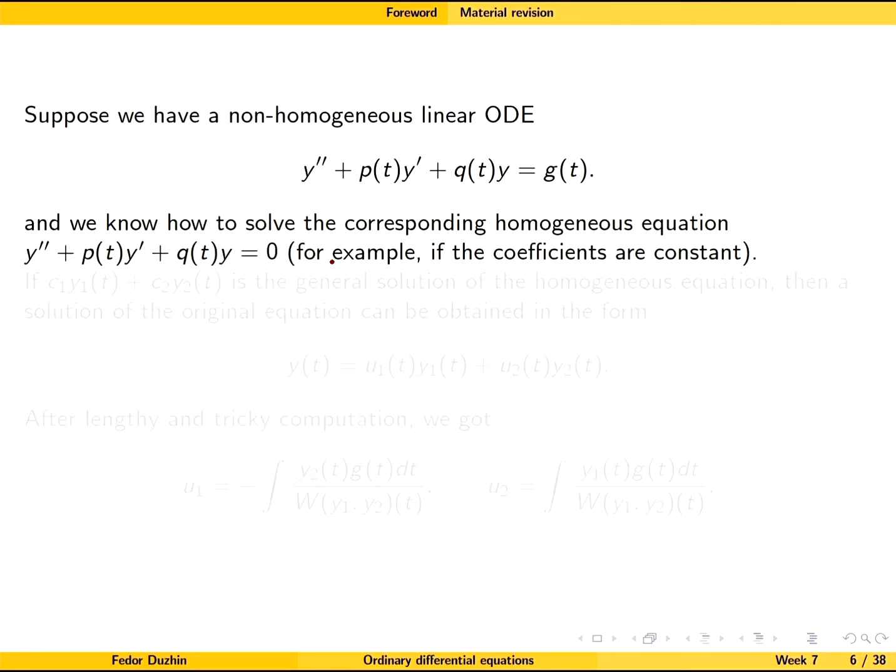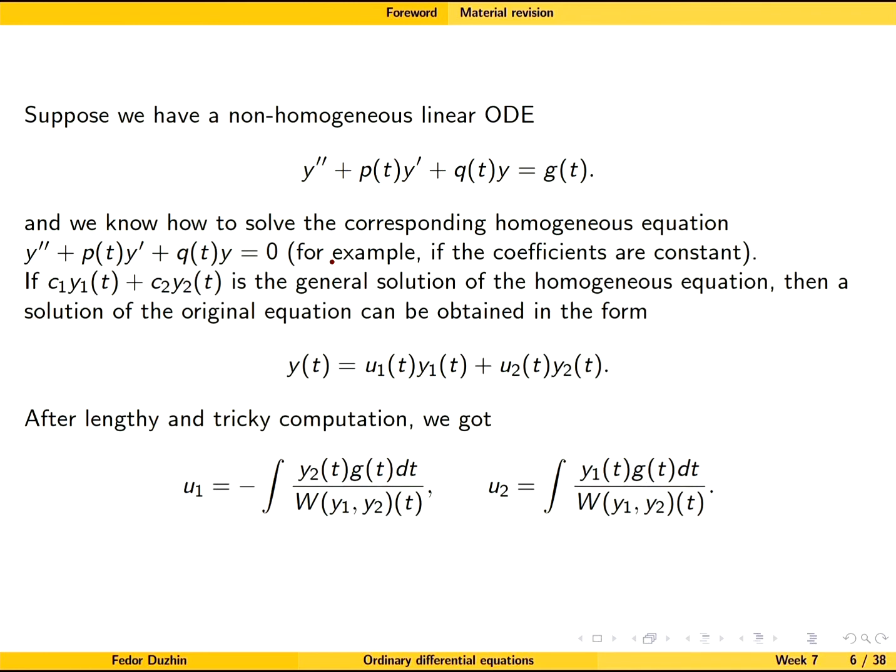Finally, suppose we have a non-homogeneous linear ordinary differential equation and we know how to solve the corresponding homogeneous equation. Then there is the method of variation of parameters, where after some tricky computation we got this formula for u1 and u2, and by using these formulas we can solve the non-homogeneous differential equation.